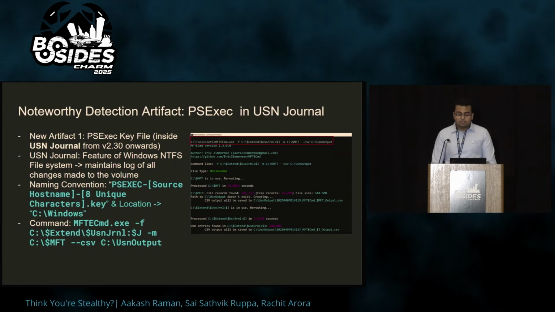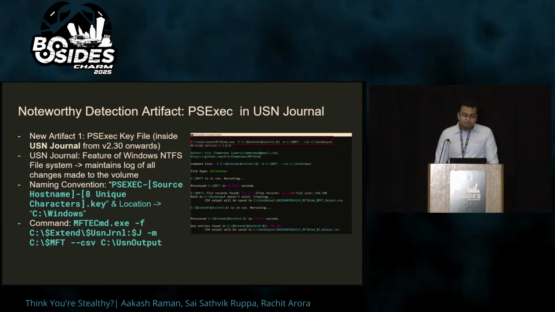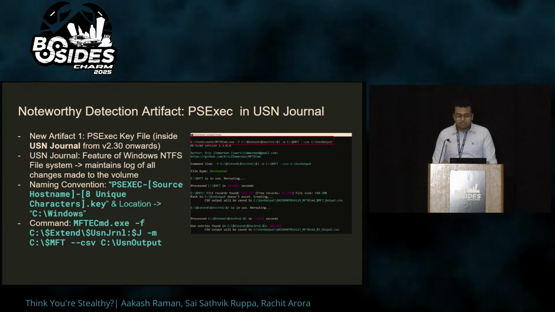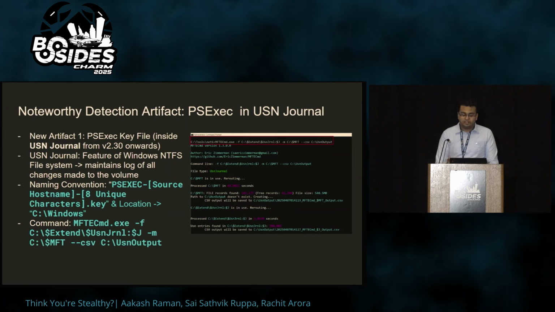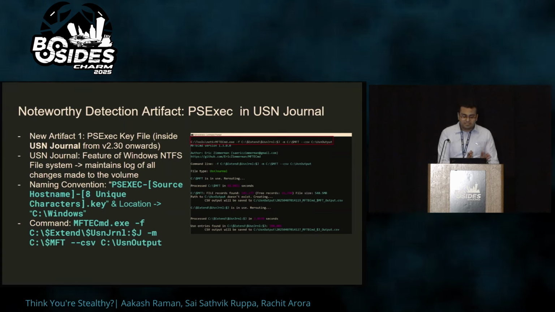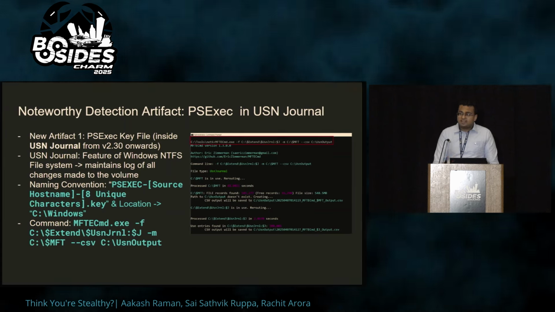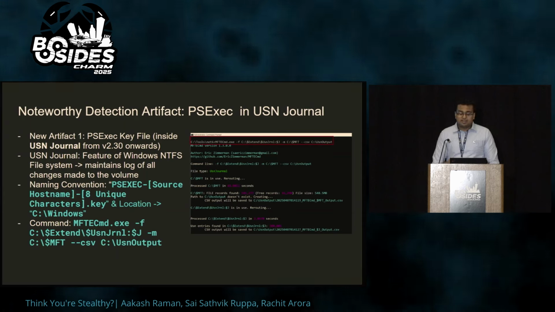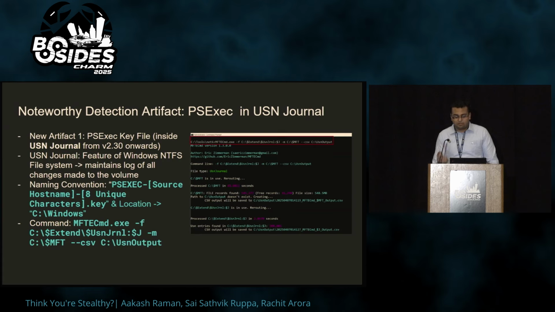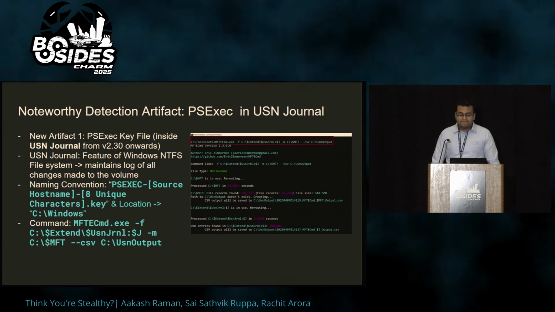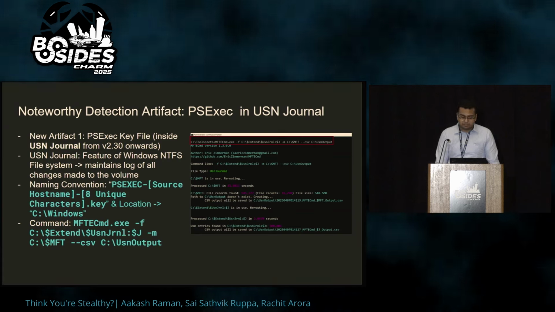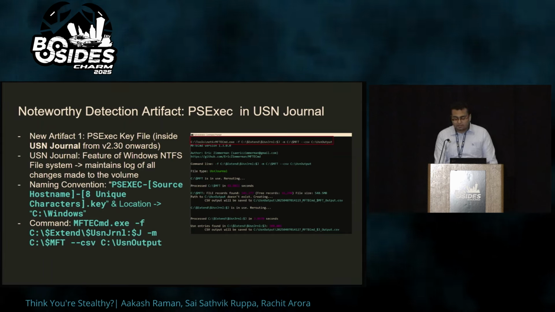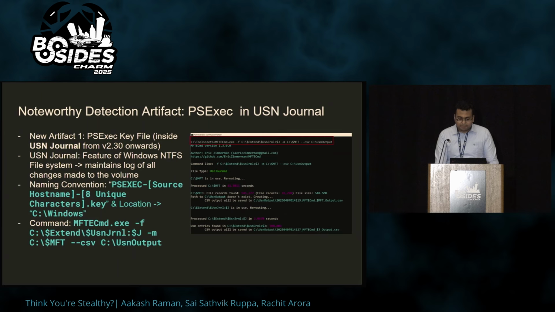extracts the USN journal, and then outputs it in CSV format. The unique thing in this case is that when psexec is run from the attacker's machine to the victim machine, it generates a .key file that's really unique, because you have PSEXEC, that's the service, a hyphen, the source host name of your attacking machine, and 8 unique characters, then .key. The location of that is in your C:\Windows directory. So I used MFTECmd.exe to extract the output.